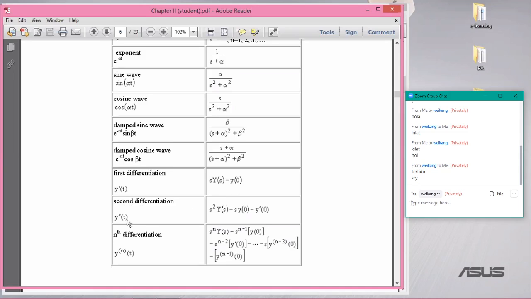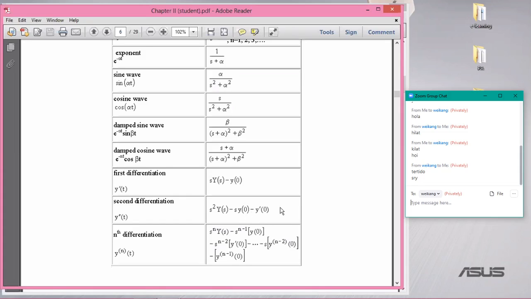Again, if you have a second derivative, this is y double prime, the second derivative of y with respect to time. When you take the Laplace transform of a second derivative, you get s squared capital Y of s minus s y of 0 minus y prime of 0. I'm going to attract your attention here: y of 0 and y prime of 0 are the initial conditions in time domain, the value of y at time t equals 0 and the value of y prime at time t equals 0.